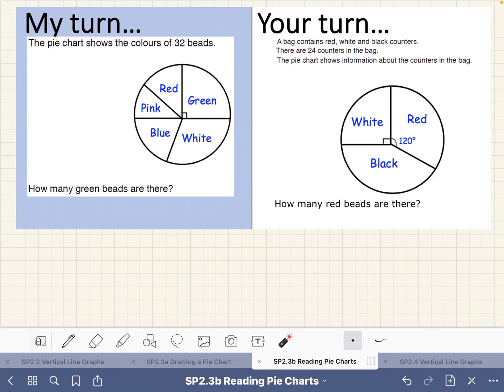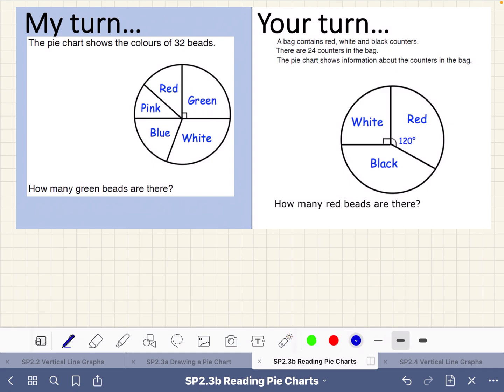My turn. The pie chart shows the colours of 32 beads. So this circle in its entirety represents 32 beads. And we're asked to find how many green beads are there. Now we may be able to see straight away that this is 90 degrees and therefore a quarter.